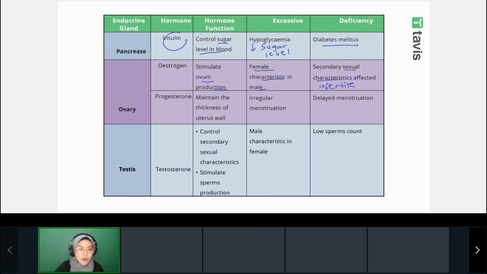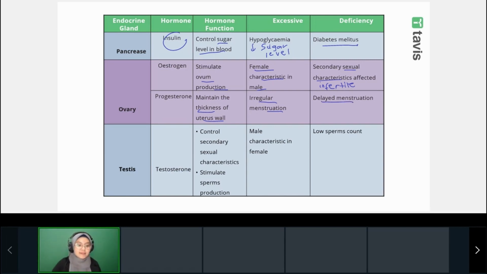Progesterone maintains the thickness of the uterus wall. An excessive amount of progesterone causes the lady to have irregular menstruation, while a deficiency of progesterone will cause the lady to have delayed menstruation.